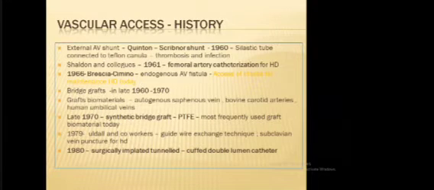Previously, before the AV fistula, there was the external AV shunt by Quinton and Scribner, which started with an elastic tube connected to a Teflon cannula. There were problems with thrombosis and infection. Later, in 1961, femoral artery catheterization for hemodialysis was invented by Sheldon and colleagues. In 1966, Brescia and Cimino, Italian scientists and surgeons, started creating the endogenous AV fistula. This is the access of choice for maintenance hemodialysis today.